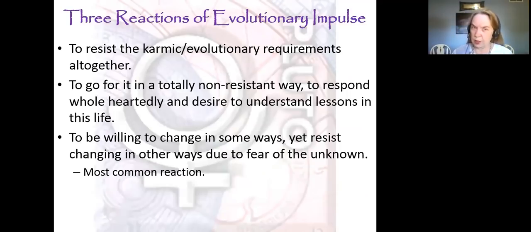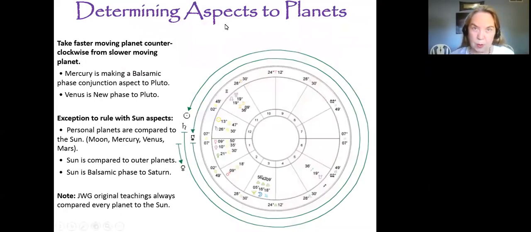And this third reaction, to change a little, resist a little, is by far the most common reaction that all of us have. We'll kind of explore with this, and perhaps as we're going back and forth with some of our specific examples, our volunteer can show us point out maybe where she might fear she's in resistance or maybe going forward or bouncing back and forth with it. Now, briefly, here's how we determine aspects to planets when we're working with it 0 to 360 degrees.